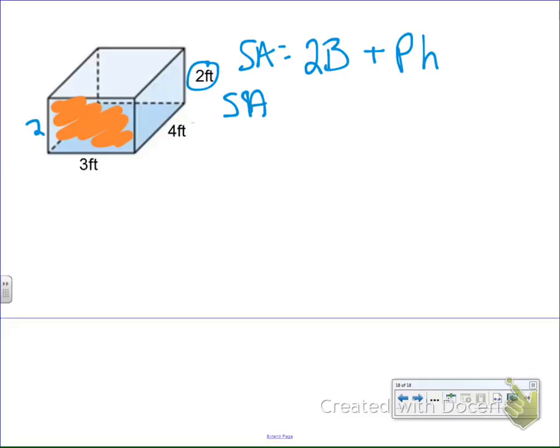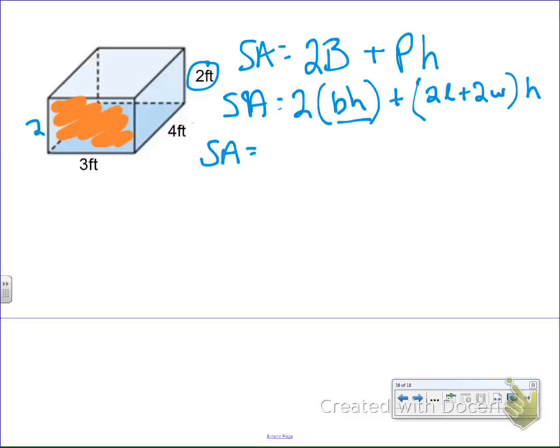my surface area is 2 times base times height, because that's how I find the area of a rectangle, times the perimeter, which is really just going to be 2 times the length plus 2 times the width times the height. So now I can come in and start filling in my numbers. I needed to identify my base because that's going to be important for this second step right here. So now let's come in, let's fill in some numbers.